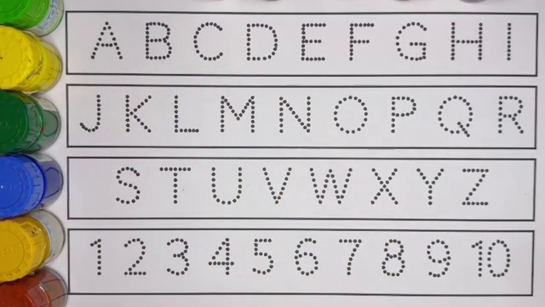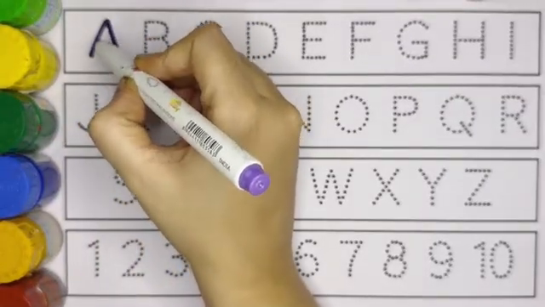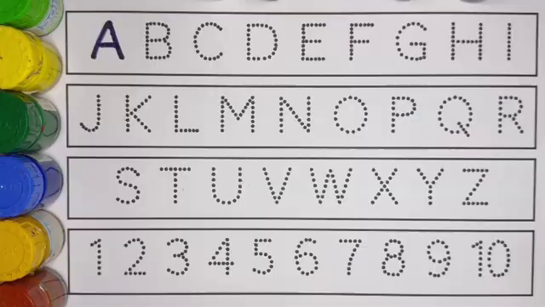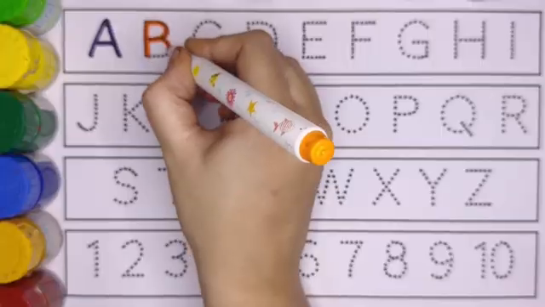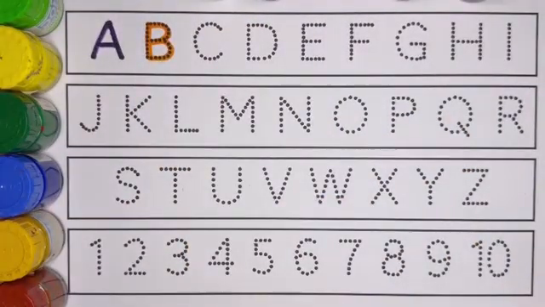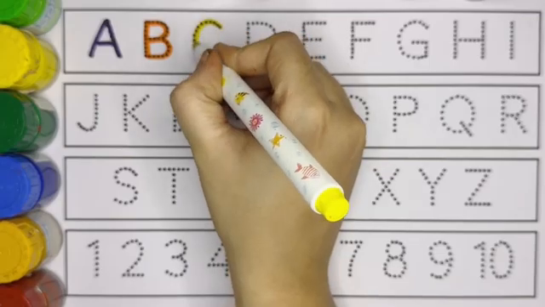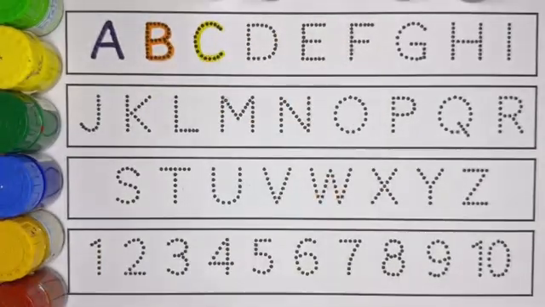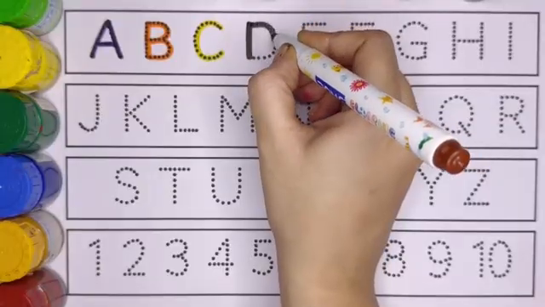Now let's trace the alphabet. A. Alphabet A. A for apple. Next comes B. B for ball. Next comes C. C for cat. D. D for duck.